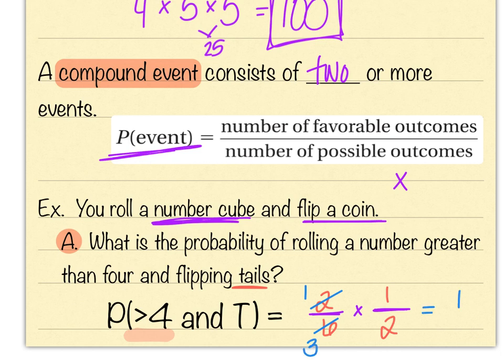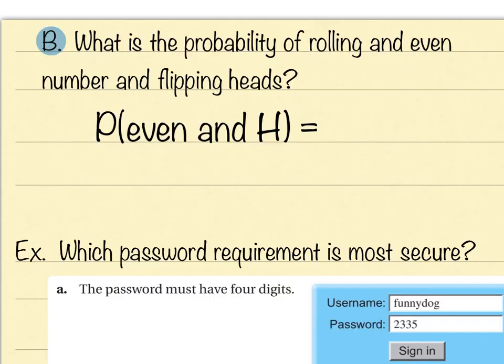1 times 1 is 1, and 3 times 2 is 6. So there's a 1/6 chance that I roll a number that's greater than 4 and flip tails at the same time. So all I have to do is multiply. Instead of finding one probability, I'm finding two, and I just multiply them together to get my final answer of 1/6. This one says, what's the probability of rolling an even number and flipping heads?